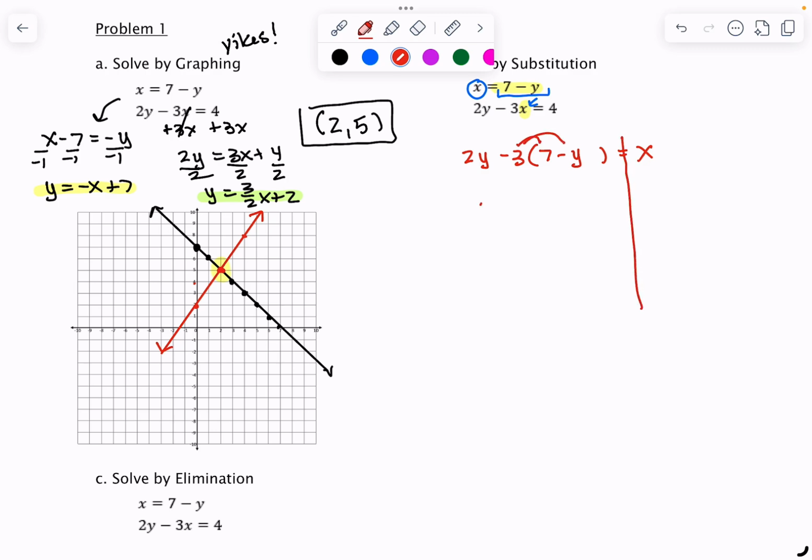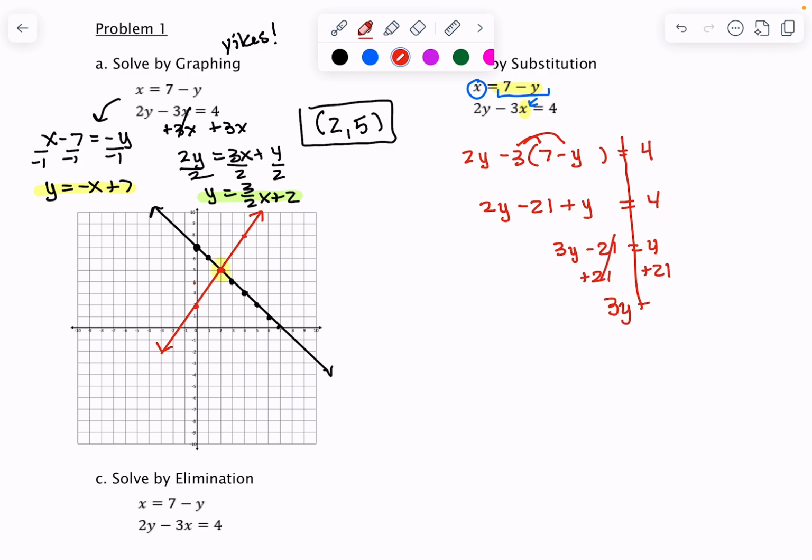I can just distribute, get 2y minus 21 plus 3y. Nope, sorry, that's 3y, and the 21 is right. It equals 4, not x. My bad, I made a mistake. So it equals 4. Add the y's together: 5y minus 21 equals 4. Add the 21 to both sides.